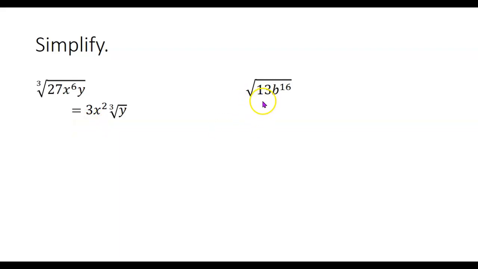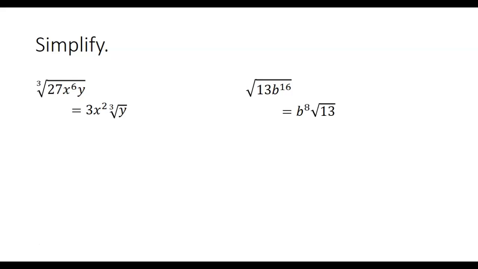What about the square root of 13b to the 16th power? So the square root of 13, we can't do anything with that. 13 is not a perfect square, and we can't factor it so that one of the factors is a perfect square. So it has to stay just the square root of 13.